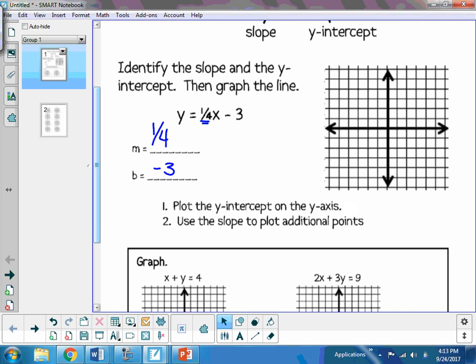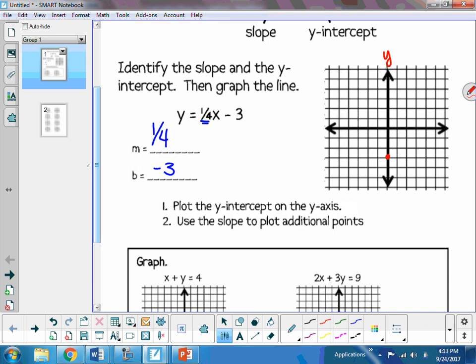Now, to graph, I have the instructions on here. There's really just two steps. First, you're going to plot the y-intercept on the y-axis. So I'm going to plot my y-intercept on the y-axis. I know my y-intercept happens at -3. So on the y-axis, I'm going to go down to -3, and I'm going to plot a point.